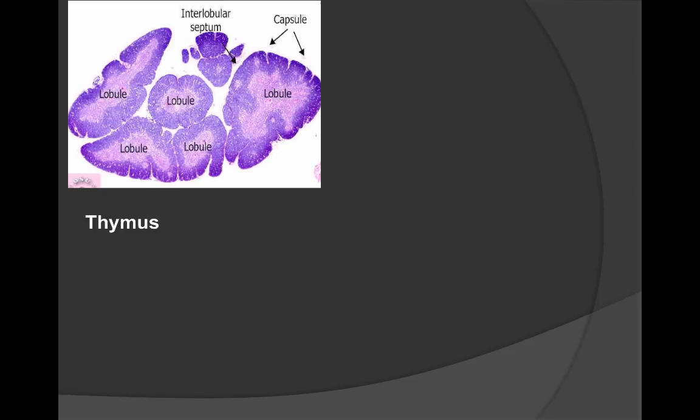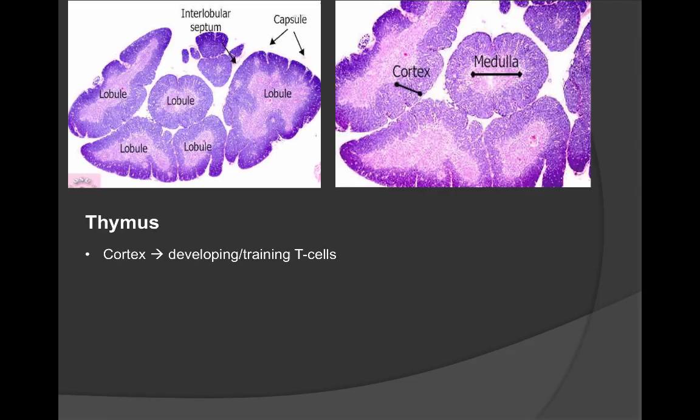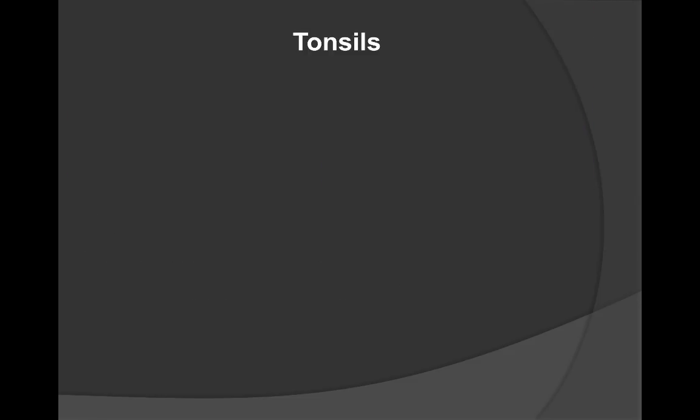In this view, you can see the lobules of the thymus. Each of these lobules has a dark staining cortex and a lighter staining medulla. The cortex is where the T cells develop and train to become immunocompetent, and the medulla is where the now immunocompetent T cells replicate. The last lymphatic organs we will look at are the tonsils.